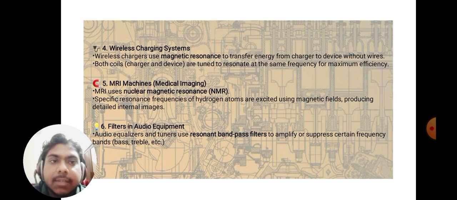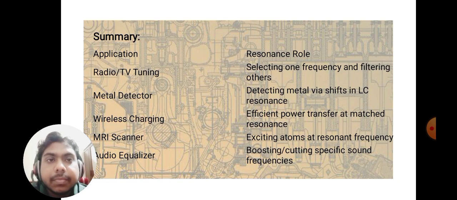There are MRI machines. MRI uses nuclear magnetic resonance. A specific resonance frequency of hydrogen atoms is excited using a magnetic field, producing a detailed internal image. Filters in audio equipment. Audio equalizers and tuners use resonant bandpass filters to amplify or suppress certain frequency bands, bass, treble, etc. There is a summary on its applications, at which sectors it is used and how it is used.